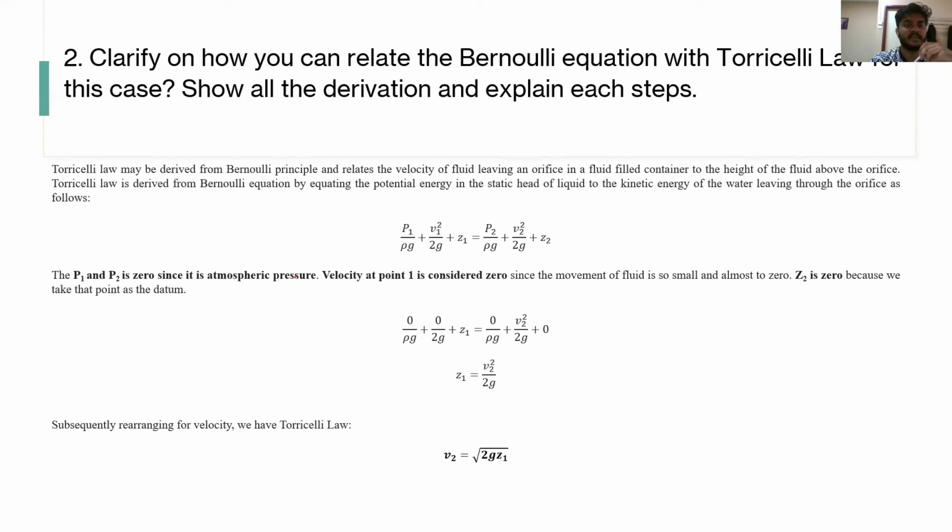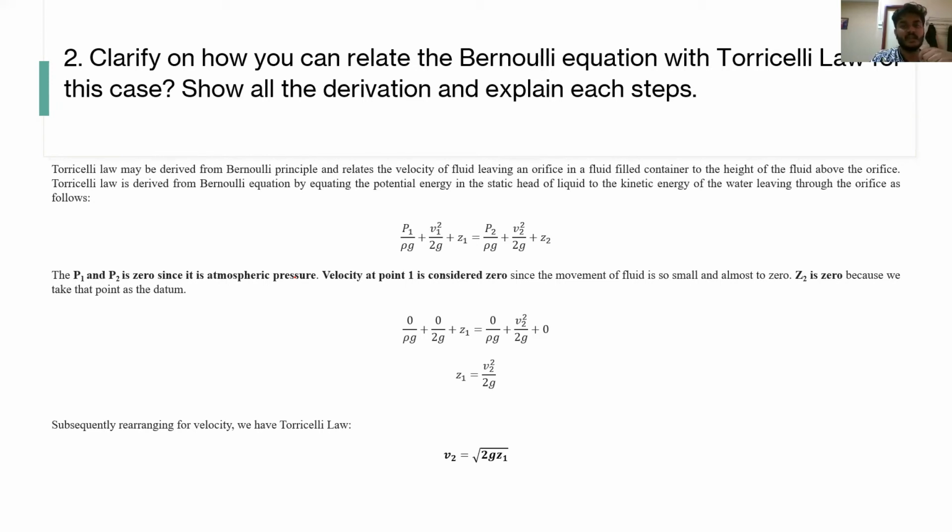Torricelli's law may be derived from Bernoulli's principle and relates the velocity of water leaving the orifice in the fluid-filled container to the height of the fluid above the orifice. Torricelli's law is derived from the Bernoulli equation by equating the potential energy in the static head of the liquid to the kinetic energy of the water leaving through the orifice as follows. This is the common Bernoulli equation.